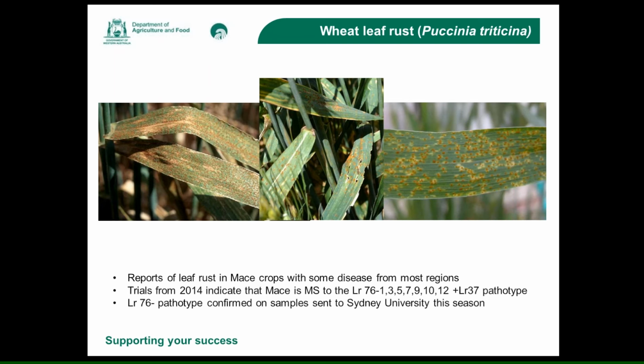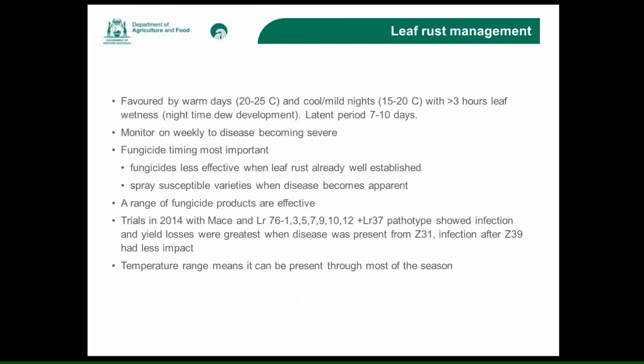And the samples that have been sent to Sydney University this year have been confirmed as this LR76 pathotype this season. And certainly the trials that were carried out and the screening that was carried out last season with the LR76 pathotype indicated that maize is moderately susceptible to this pathotype. And so that means that we certainly need to be monitoring our maize crops for the presence of leaf rust.